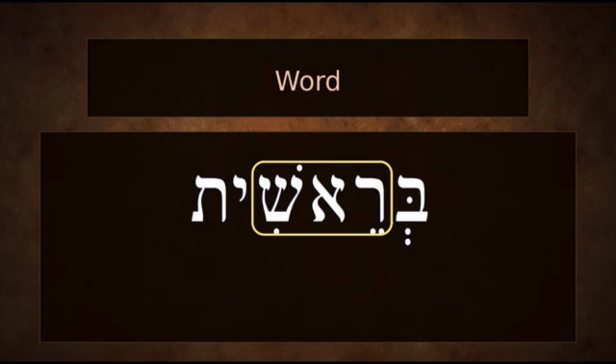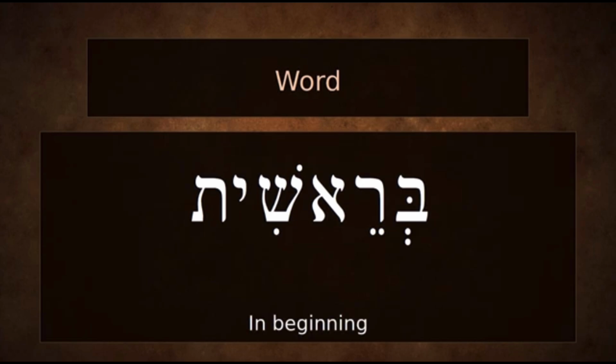The word that this bet prefix is attached to is reshit. You might notice that this word starts with resh, aleph, shin, which is how the word rosh is spelled. We learned the word rosh a number of lessons ago, and it means head. This word, reshit, is in fact related to the word rosh. Rosh means head or first, and reshit means beginning or best. So, with our bet prefix at the start of this word, we might translate this something like in beginning. But we'll take a look at the rest of the sentence before we decide exactly how to translate this word.